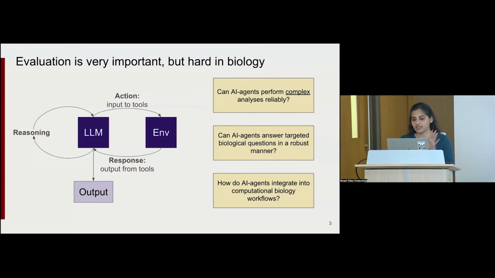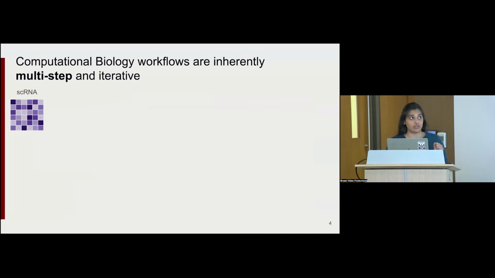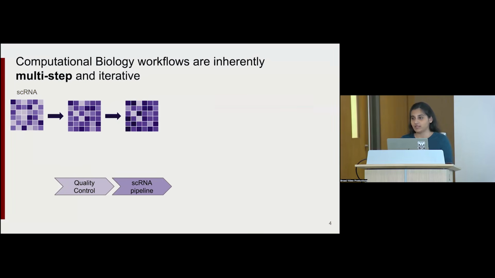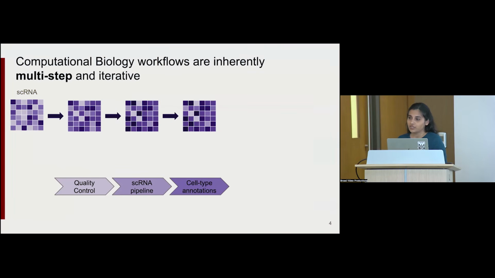So I want to start by talking about computational biology workflows. These workflows are inherently multi-step and iterative. Let's take an example of a single-cell RNA-seq dataset, which means that every cell of the sample was sequenced for the RNA, and so we have a cells-by-genes matrix. Typically in the workflow, there'll be a quality control step, a somewhat standardized single-cell RNA-seq pipeline that would be run, and people would then do cell type annotations.